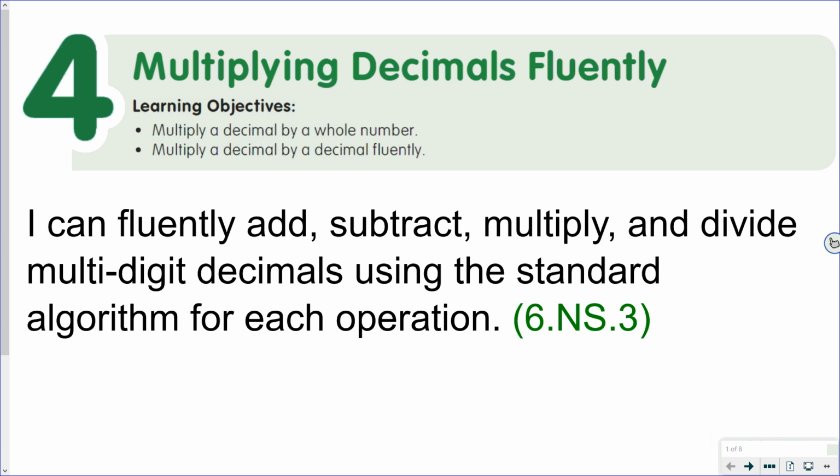For today's lesson, we will be multiplying decimals, and our standard is 6.NS.3. I can fluently add, subtract, multiply, and divide multi-digit decimals using the standard algorithm for each operation.